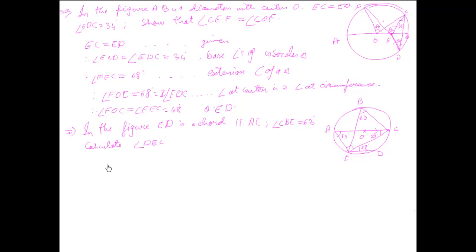Let's write it down children, one by one. Angle CBE is equal to angle CAB equal to 63 degrees. Angle subtended by same arc.